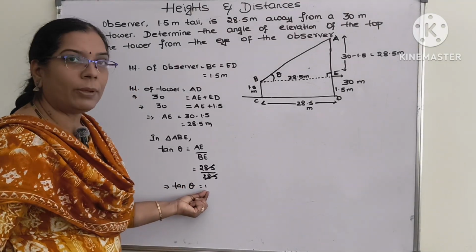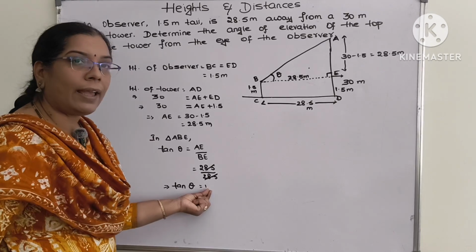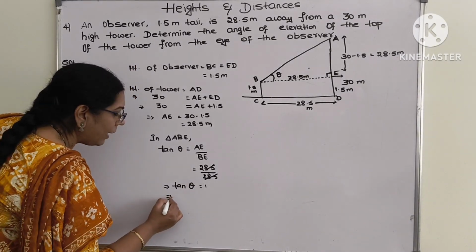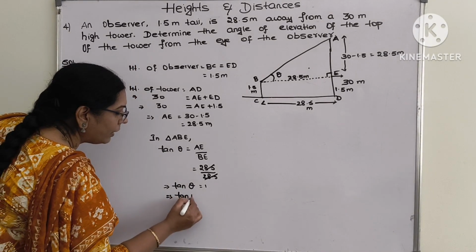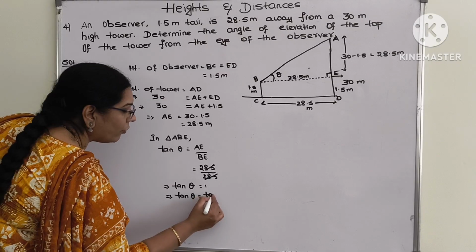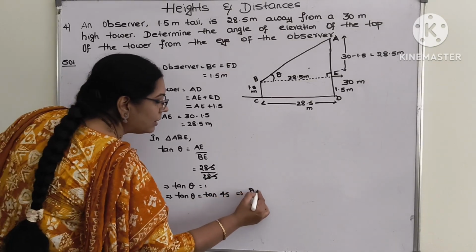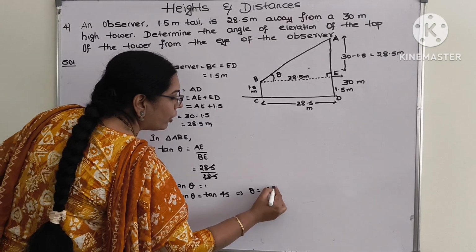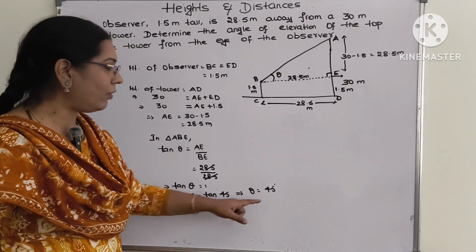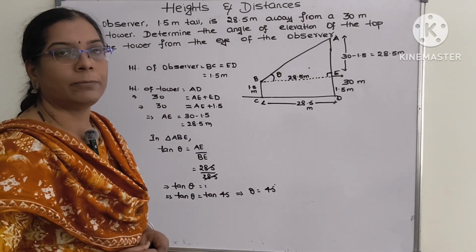In the trigonometrical table, under tan, 1 is tan 45. 1 can be written as tan 45. So tan will be cancelled. So what is the theta value? 45 degrees. Hence the angle of elevation is 45 degrees.